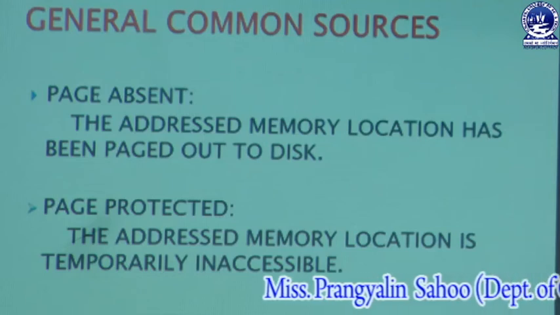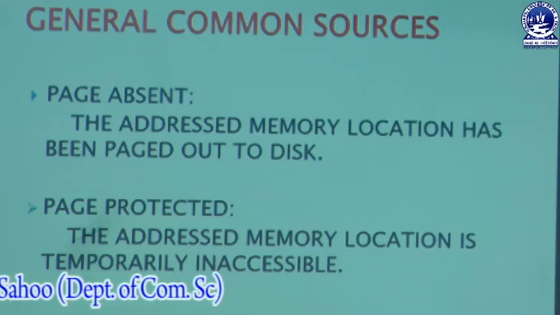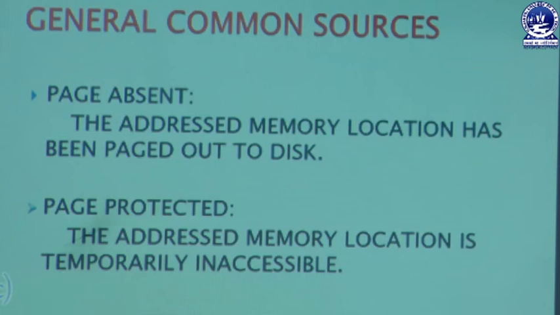That means if the information you are searching for is not available, it provides an acknowledgement signal that shows page absent. After that I will discuss page protected. That means if you store information in memory by using some authorization code, in this case the page protected common source memory fault acknowledgement arrives.